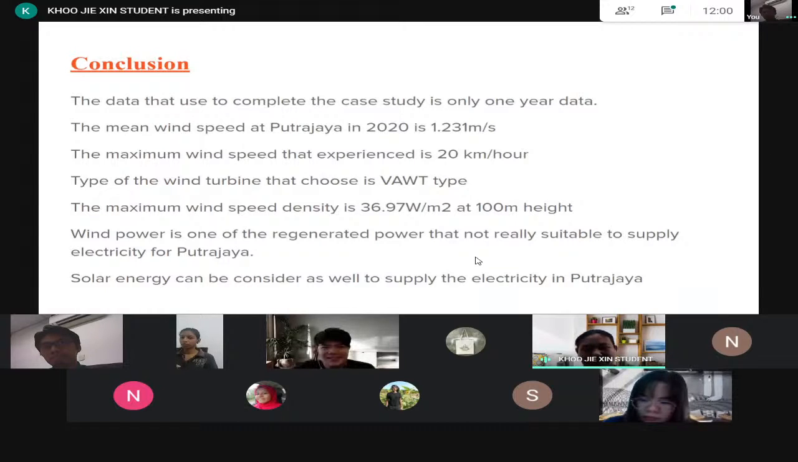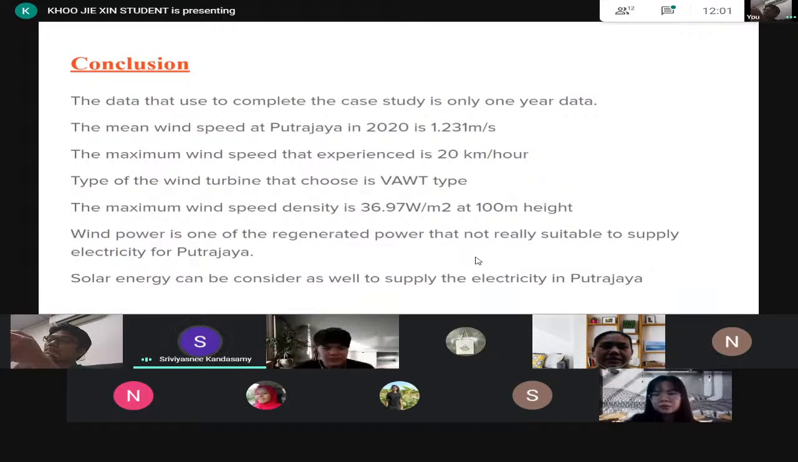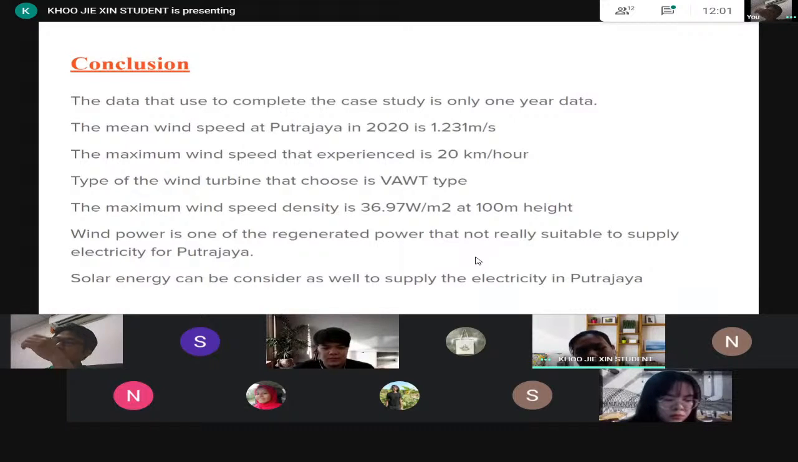Sorry, can you repeat the question? Why do you want to install at 100-meter height? Because, as we said just now, the higher the elevation, the higher the wind speed that can be captured. As the height increases, the velocity increases, so it will recover more wind speed, as you know the wind turbine works by kinetic energy. So why don't you install at 1 kilometer height?